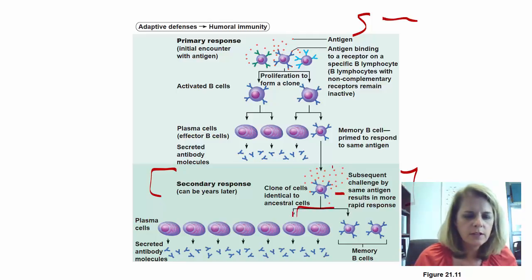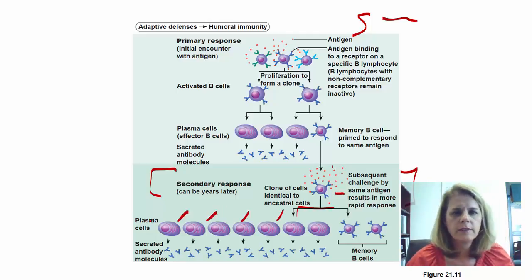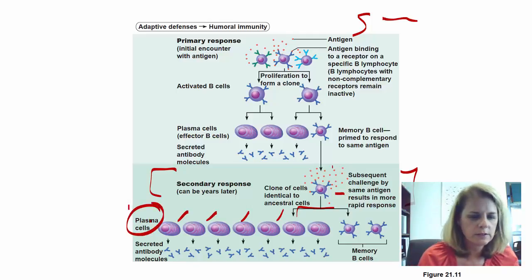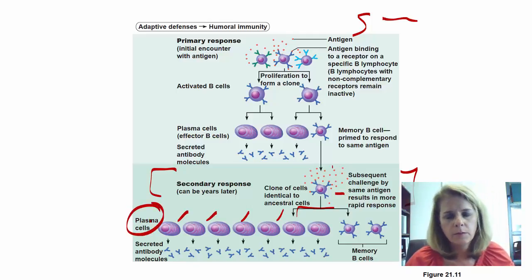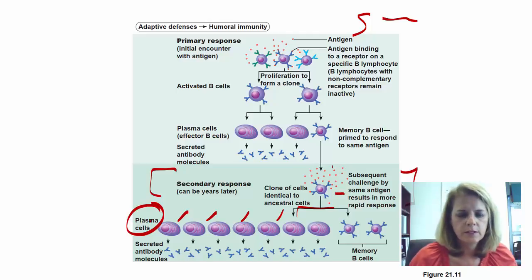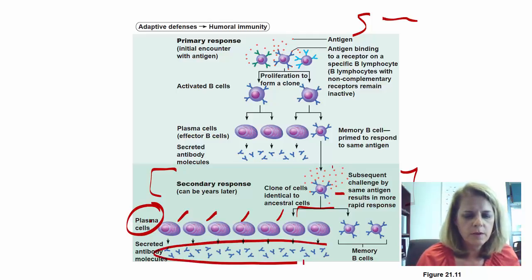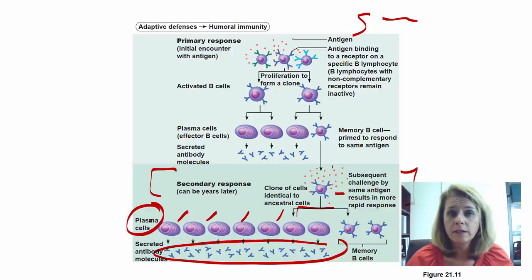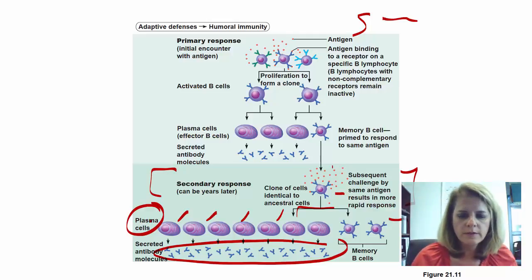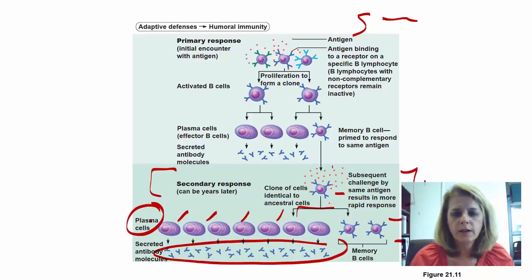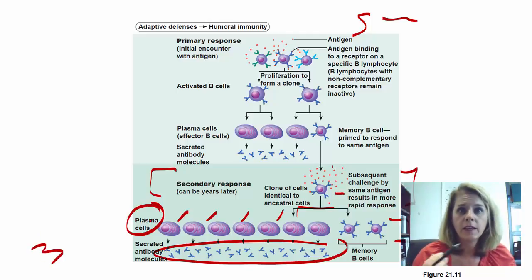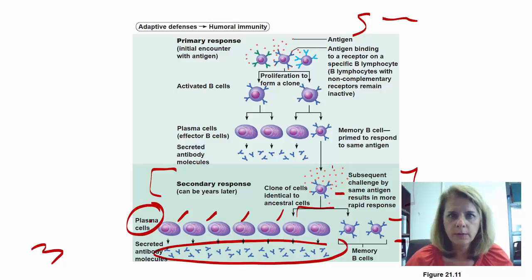And so you get just a ton of these clones made, okay? And so you make a lot of these plasma cells, and they are able to dump out just a tremendous amount of antibodies, and so you can rapidly attack and get rid of the antigen. You also make more memory cells. So if you were to be exposed a third time, it would be an even more rapid response, okay?